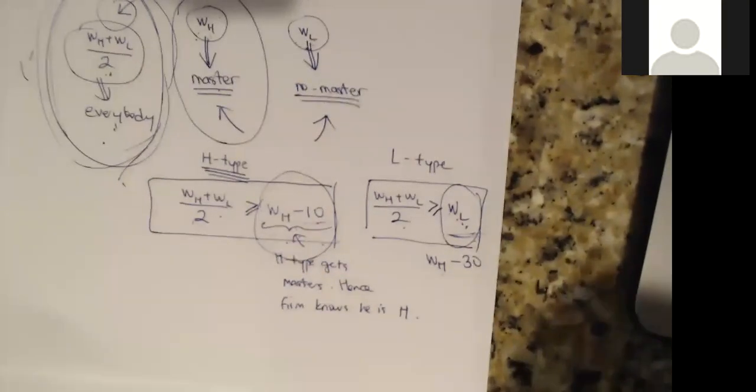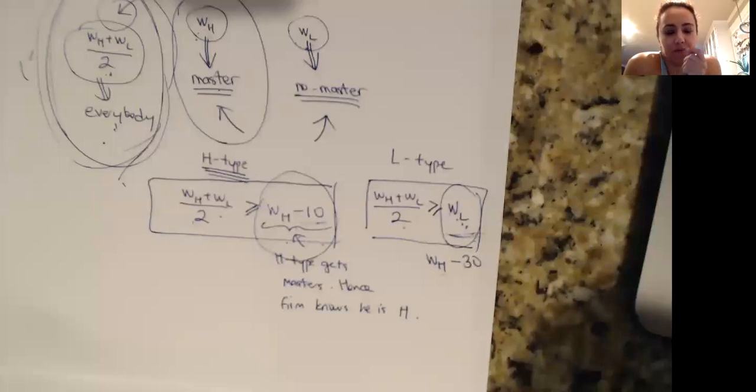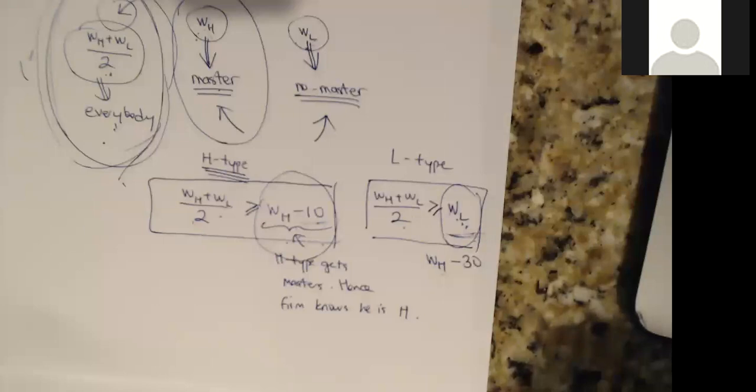Is it safe to assume that this equation is from the eyes of the worker or the employer? So here, the employer is looking from the eyes of the worker, but we are looking from the eyes of the employer. Okay, so would that make sense as to why in the L type we're looking for WL and not W high minus 30, right?